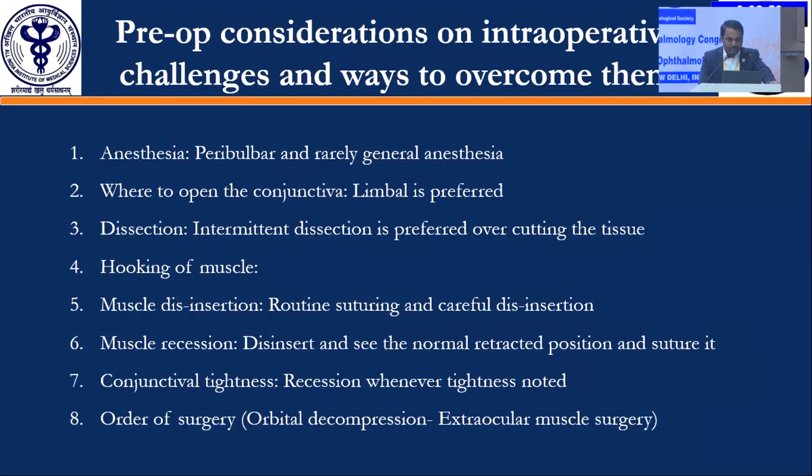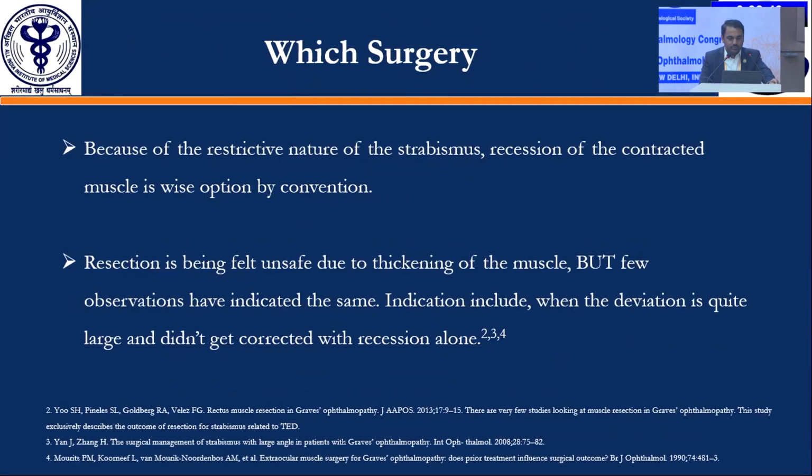And of course, as ma'am has said, orbital decompression should be done first, because otherwise it can induce a lot of fibrosis and that can exaggerate your squint or the ocular deviation. So that is the first thing you should do. Then you can touch the extraocular muscles.